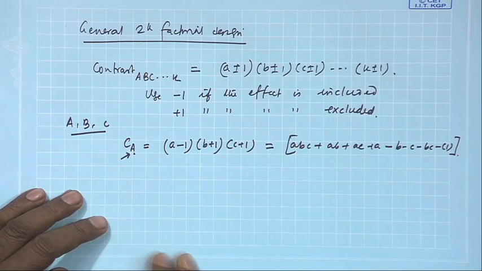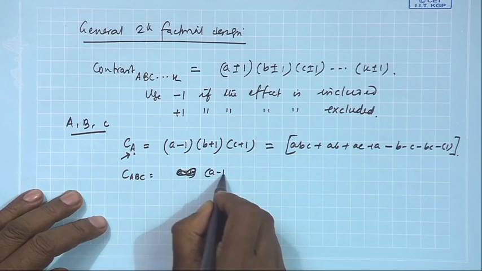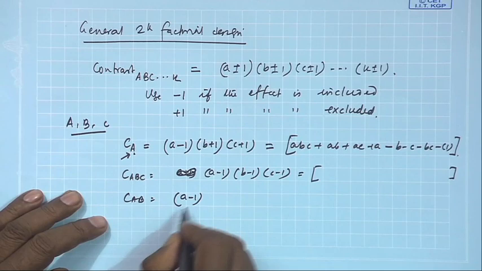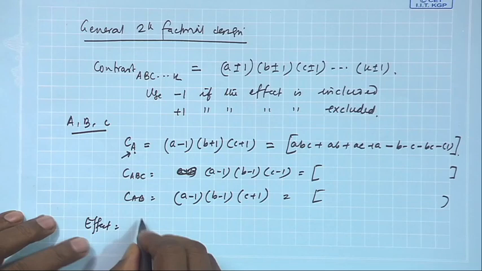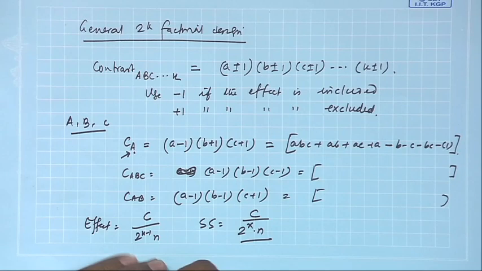Suppose you are interested in ABC, then all of A, B, C are included, so A minus 1, B minus 1 and C minus 1. This will give you the desired contrast. For the AB case, A is included so A minus 1, B is included so B minus 1, C is not included so C plus 1. Then the effect will be, as I told you, the contrast divided by 2 to the power k minus 1 into n, and SS will be the contrast squared divided by 2 to the power k into n. So you will be able to find the contrast and all those things.